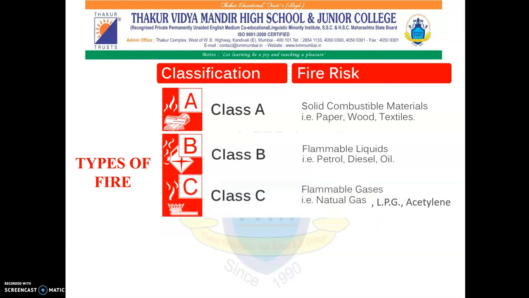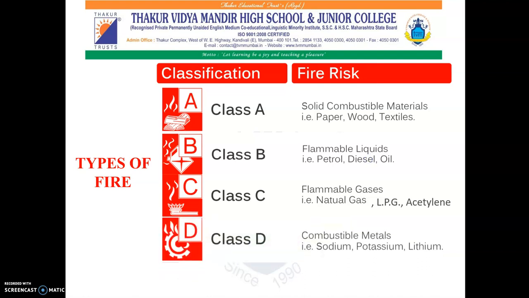Next is Class C fire. It is caused due to the flammable gases. For example, natural gas, LPG, that is liquefied petroleum gas used for cooking, as well as acetylene. Acetylene is mainly used during welding and cutting. It is providing the hottest flame.